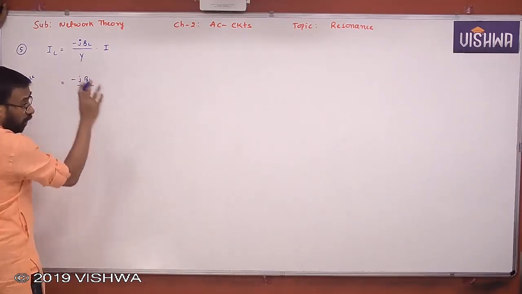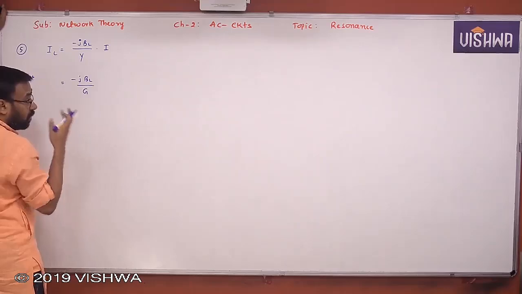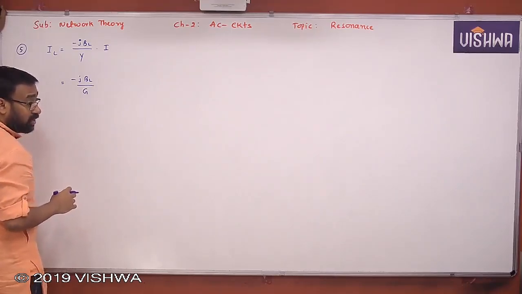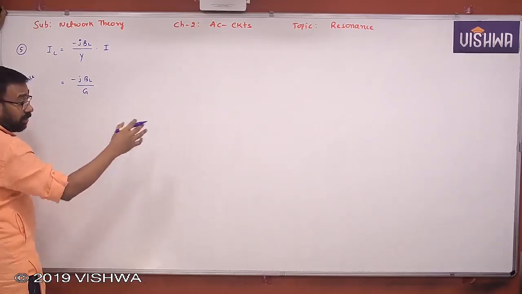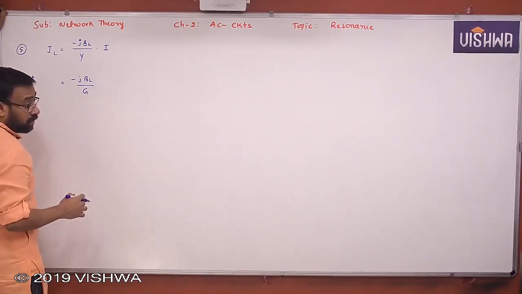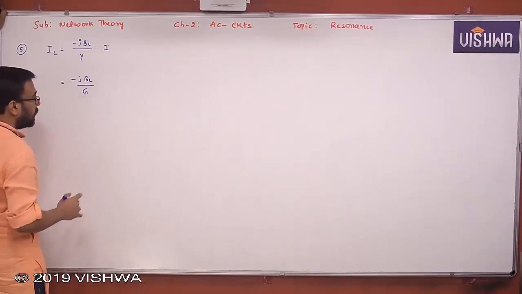IL is equal to... fifth point. Fourth point we have finished: frequencies at which current through inductor and current through capacitor are maximum. We have seen some important formulas. We have seen the waveforms also, the diagrams, the characteristics we can see.